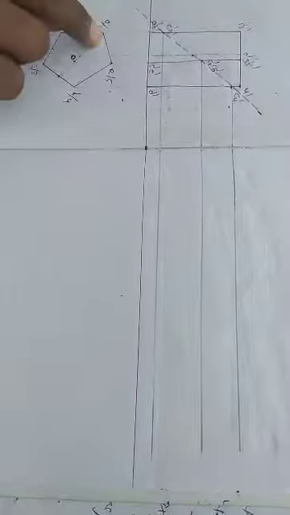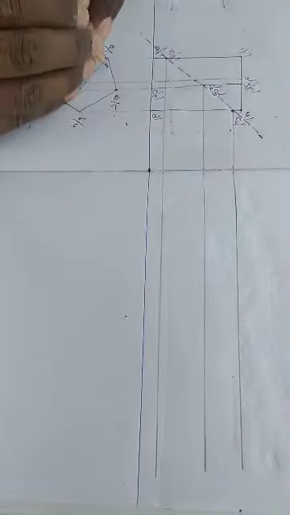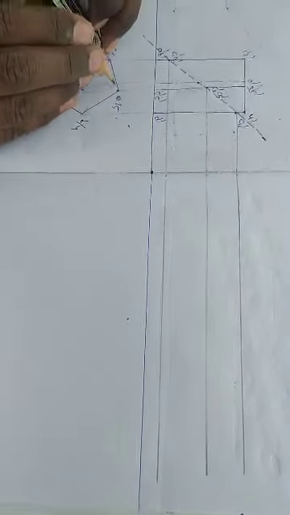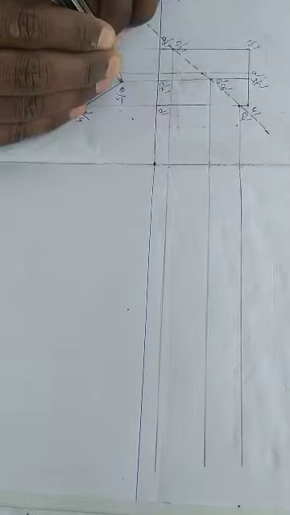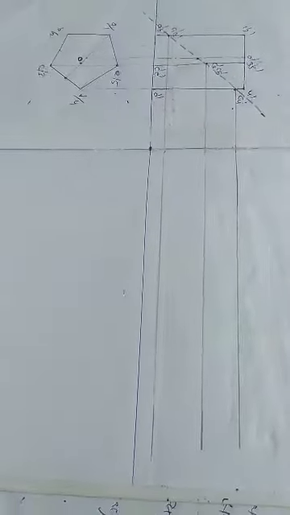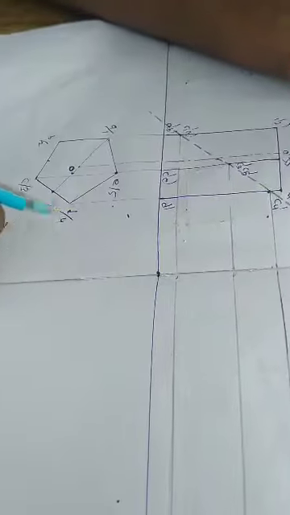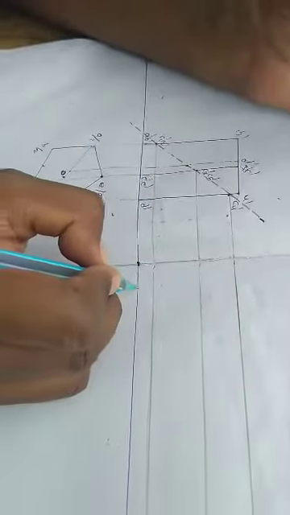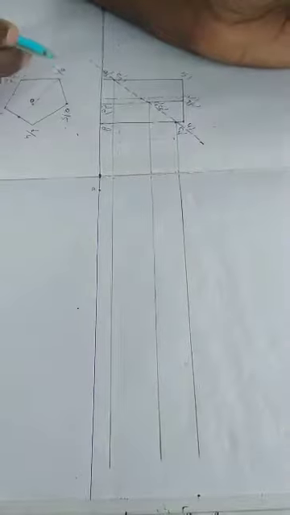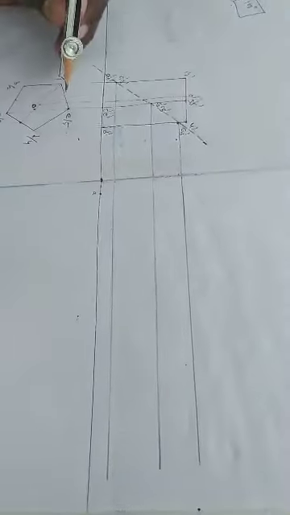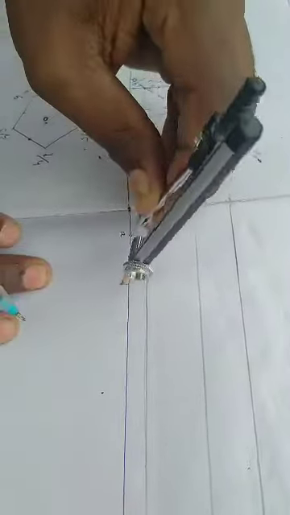Next you have to mark these unfolded edges. Measure one edge distance. You can unfold this object from any selected point as you wish. I am unfolding from A. Let this point be A. Next, measure the edge distance and make an arc.